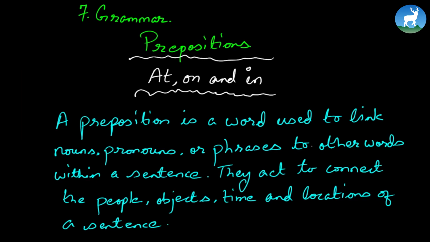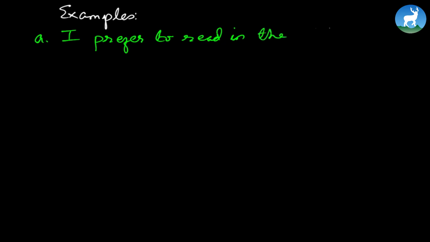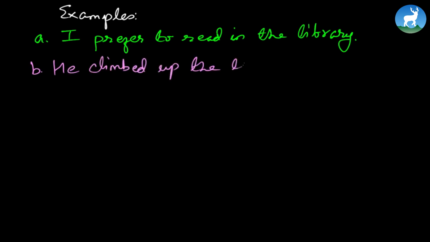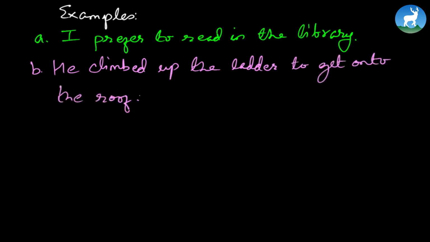A preposition is a word used to link nouns, pronouns, or phrases to other words within a sentence. They act to connect the people, objects, time, and locations of a sentence. Okay, so we'll clarify with examples. I prefer to read in the library. B, he climbed up the ladder to get onto the roof.